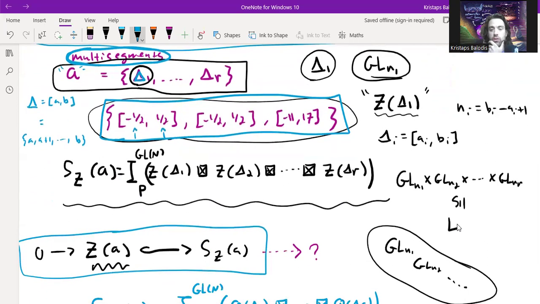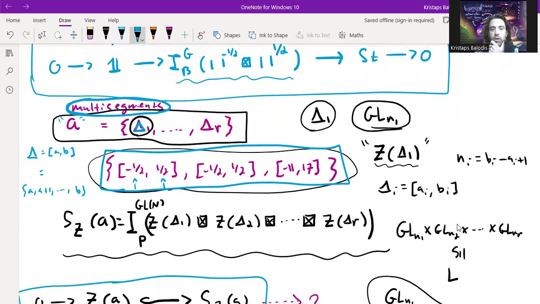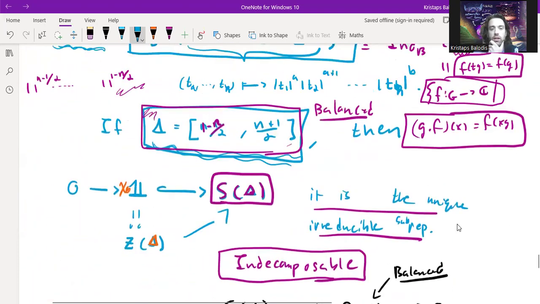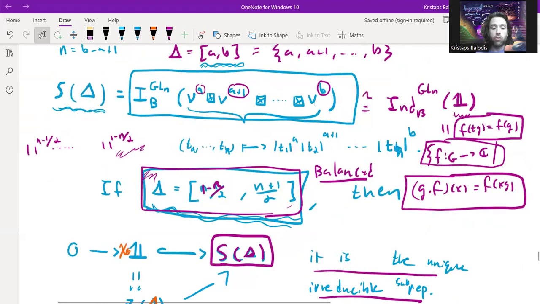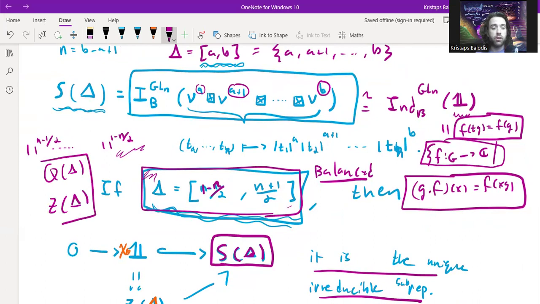To each individual segment, we can associate an induced representation where the numbers appearing in the segment tell us exactly the twists of our usual p-adic norm character. We take that p-adic norm character, put it to the exponent of whatever these numbers are, tensor those all together, and we get an induced representation. That induced representation has both a unique irreducible quotient, which we denoted by Q delta, and a unique irreducible sub, which was denoted by Z delta.